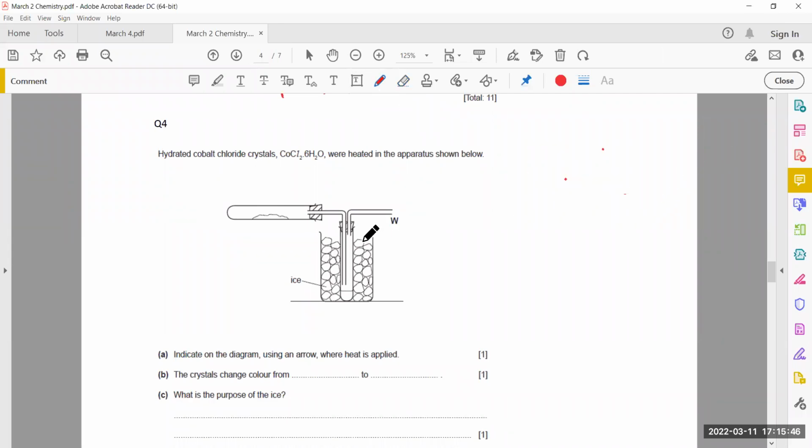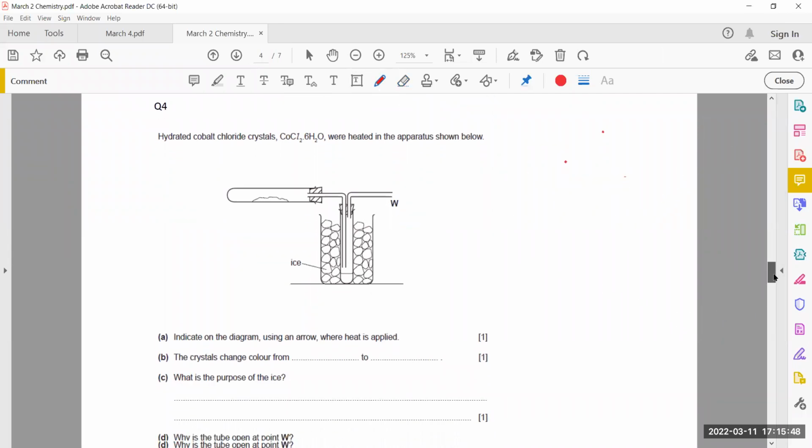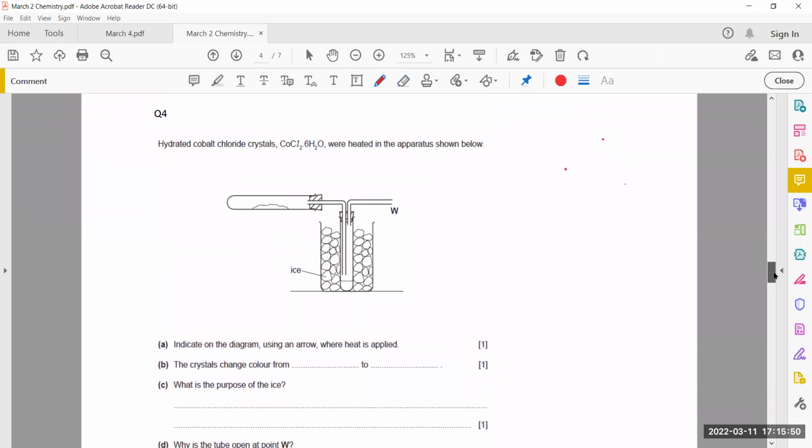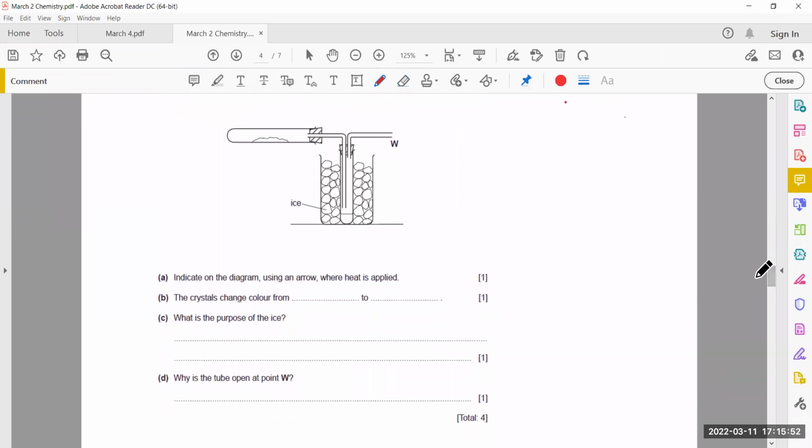Okay, so this one, cobalt chloride crystals were heated. Indicate an arrow where heat is applied. Heat must be applied here. This is cobalt chloride, right? The crystals change from blue to pink. Sorry, pink to blue.